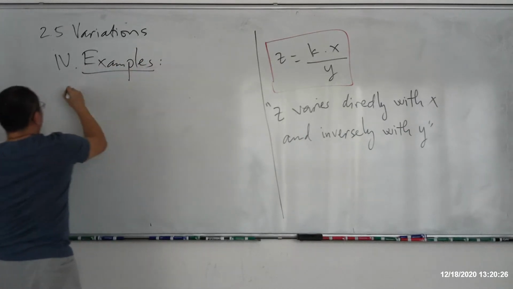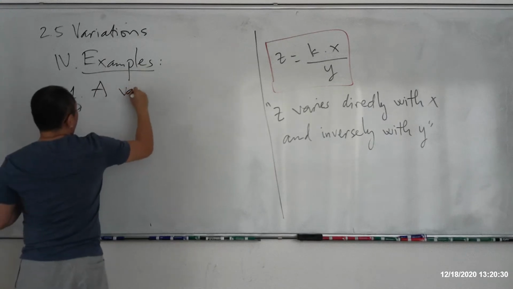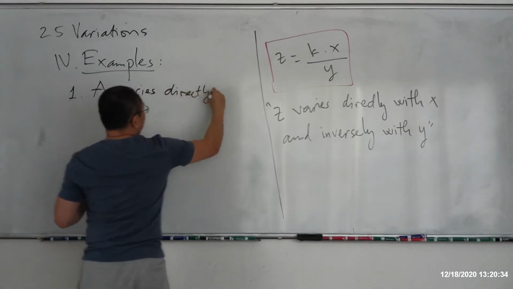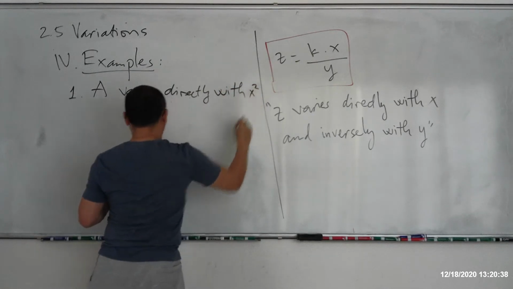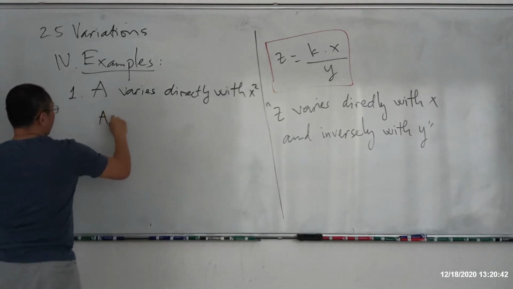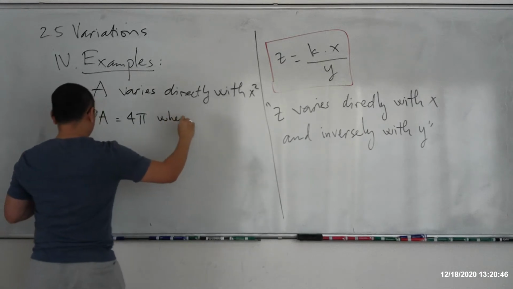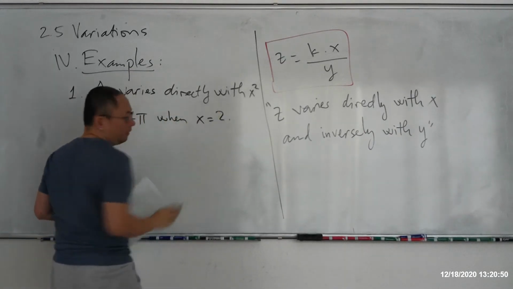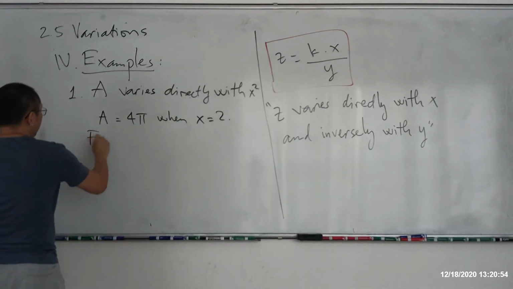Okay? Start with the first example. Say this: A varies directly with x squared. Oh boy, x squared, okay? And A is equal to 4 pi when x equal to 2, okay? The question asks you to find the equation.